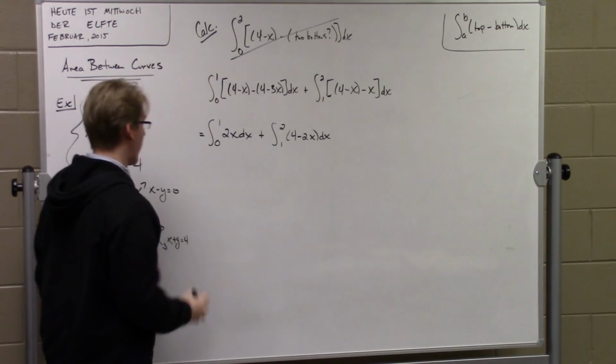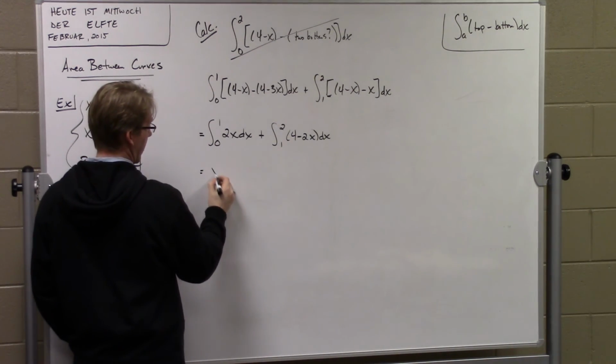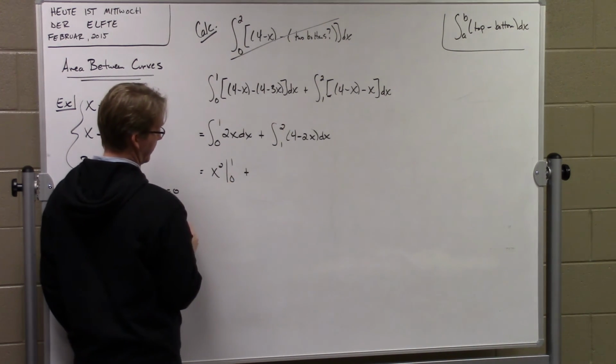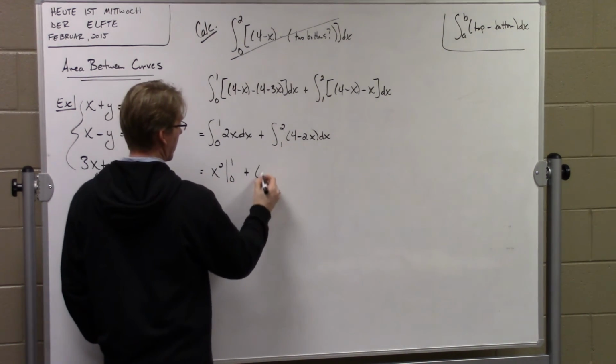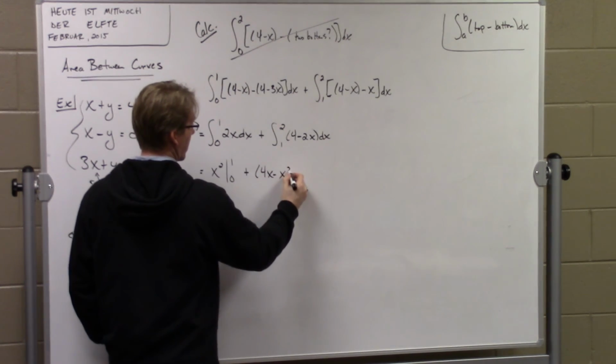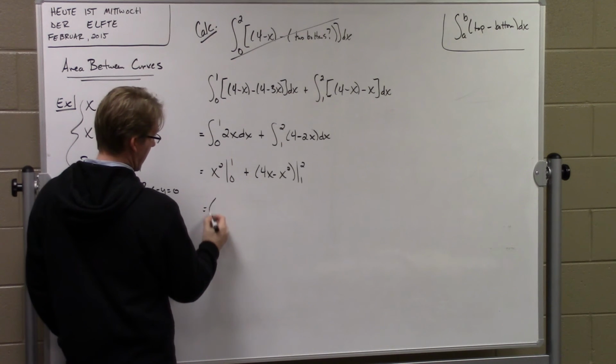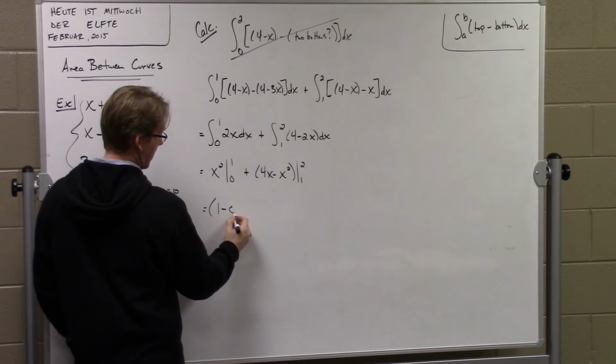Right there. Okay. Problem number 1, that's an x squared, going from 0 to 1. We'll do the other in a second. 4x minus x squared, from 1 to 2. Super pretty. Stick in 1, I get 1. Stick in 0, I get 0.